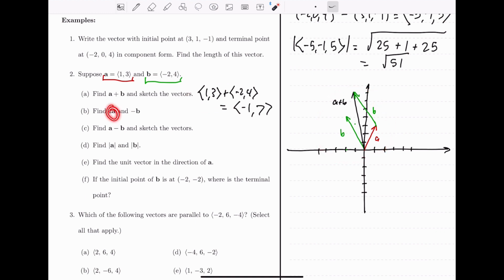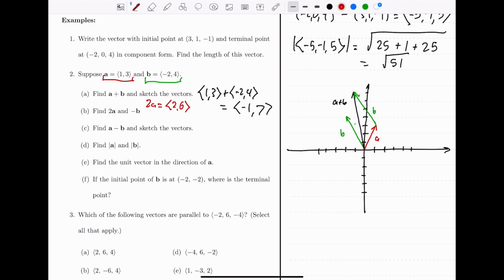Let's find 2a and then -b. 2a is just multiplying all the components by 2. So 2a is simply 2, 6. If we graph the vector 2a, it's in the same direction as a, it's just twice as long. So it would look like that. There's the vector 2, 6. We're just doubling the magnitude of a.